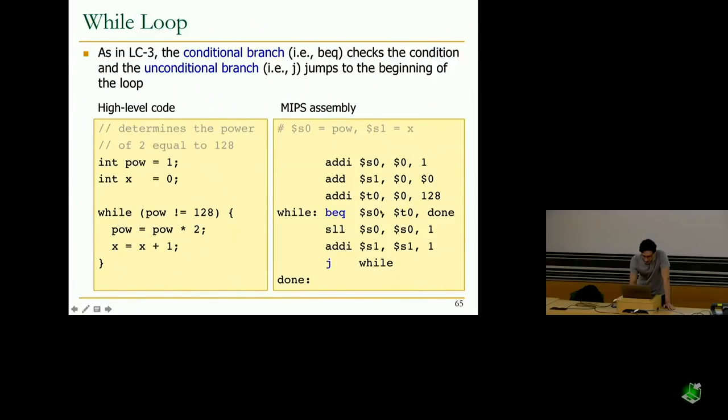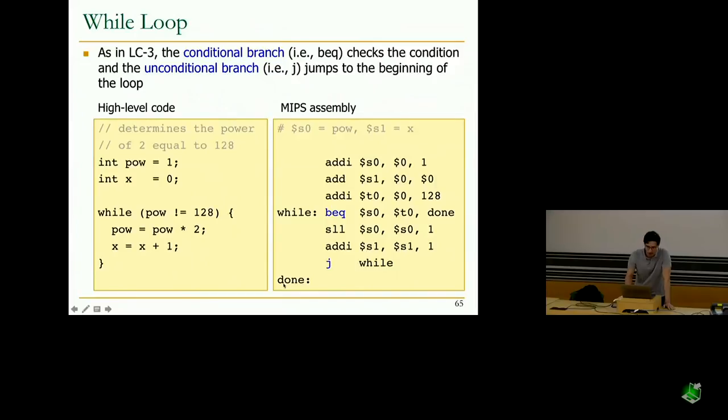Here in this assembly code, in S0 we have POW. In T0 we have 128. If they are equal, we jump to done because it's the end of the while loop. If they are different, we go through the body of the loop. And when we reach the end of the loop, we unconditionally branch to the beginning of the loop. We check the condition again. When the condition is not true, we go to the end of the while loop.